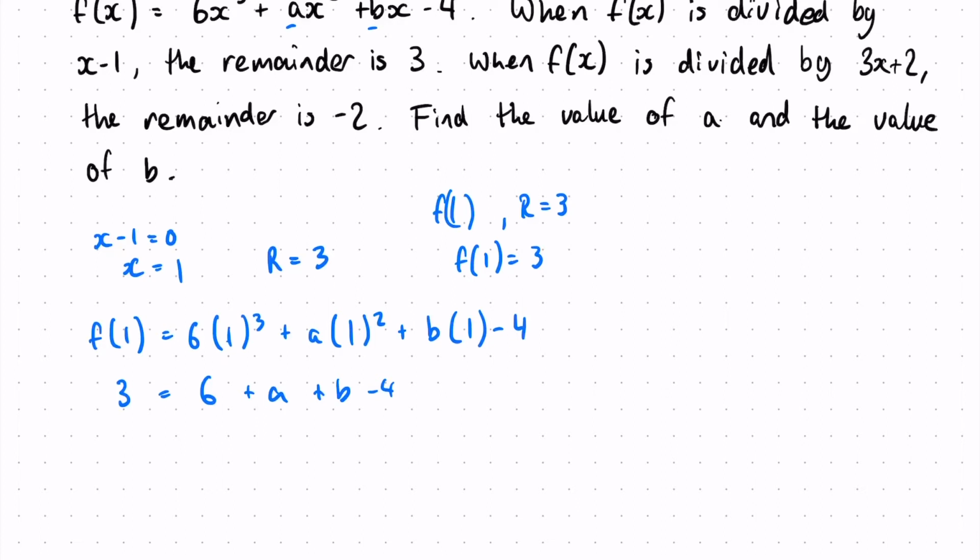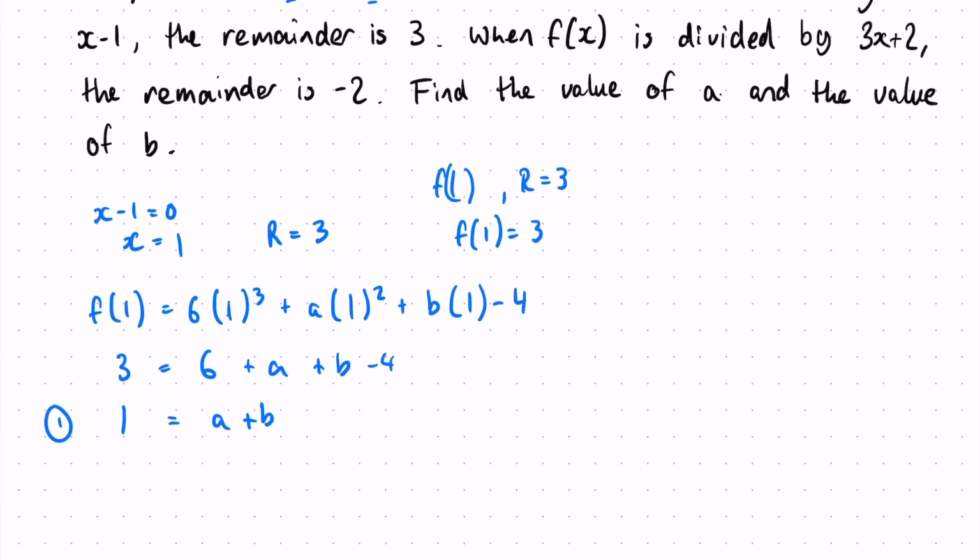So we can say 3 is equal to 6 plus a plus b minus 4, which becomes 1 is equal to a plus b. Okay, so that's one of our two equations which we're going to use to solve the simultaneous equation to find a and b.